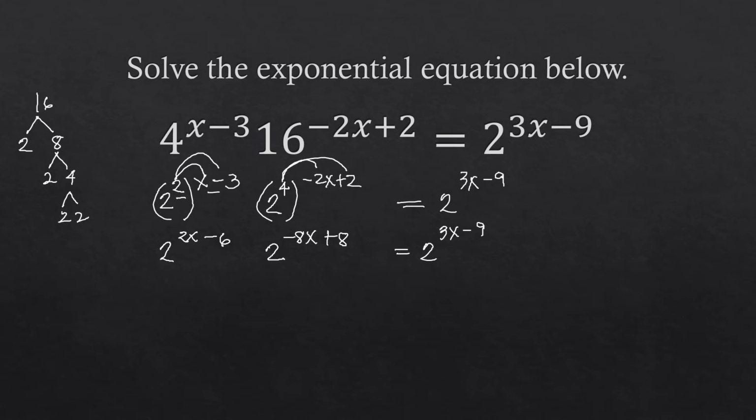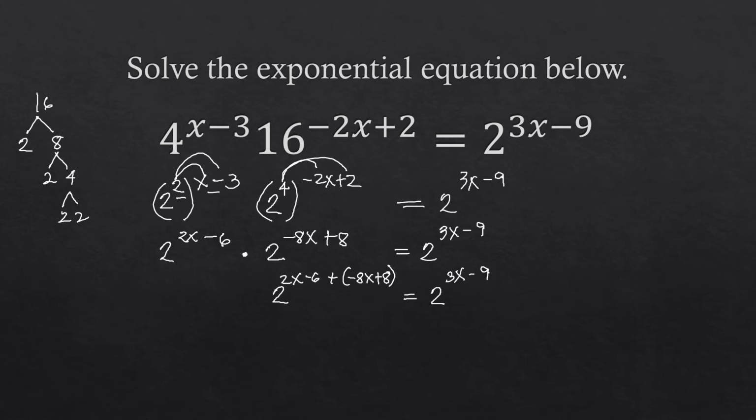Next, we are going to combine our left side because this is multiplication. So we are using the product rule of exponents, in which once we have the same base, all we have to do is add up our exponents. Copying the common base as 2, we have 2x minus 6 on the first exponent, adding that to our second exponent, which is negative 8x plus 8. And then we have that equal to 2 to the power of 3x minus 9.